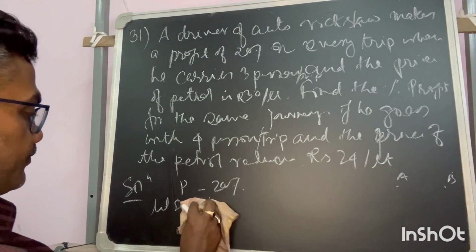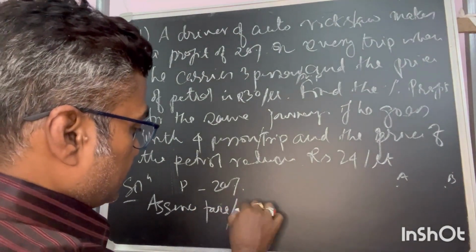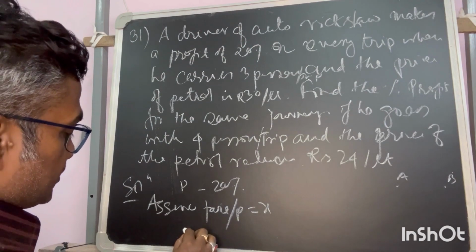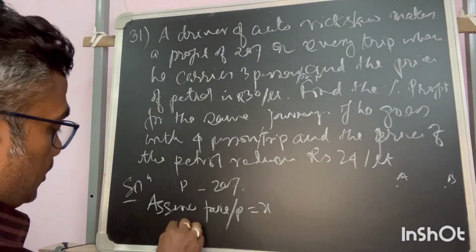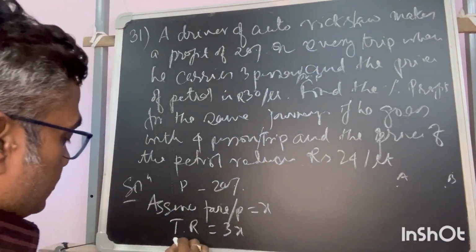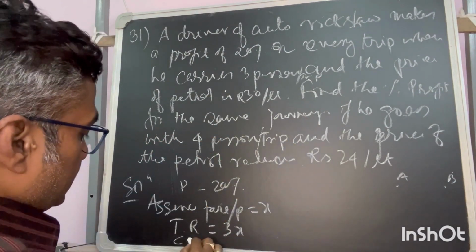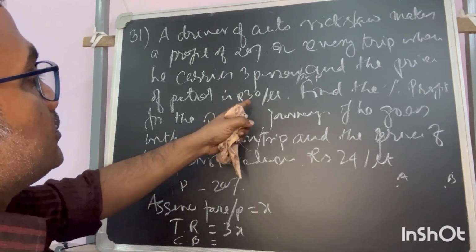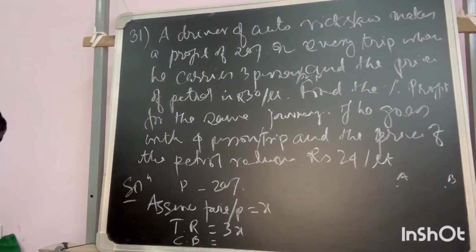We'll assume the fare per person is equal to X. So for the first case, the selling price, the total received, is equal to 3 into X, and the cost price is the cost he is paying, 30 rupees per liter of petrol. It is not mentioned how much petrol he is consuming.